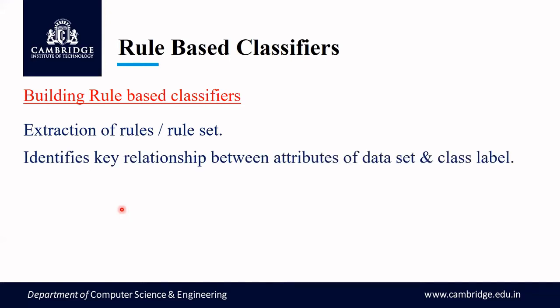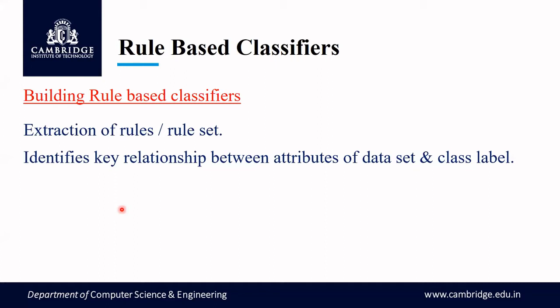What we have to do here is this: the rule set, or the rules, identifies the relationship between the attributes and the class label. So it identifies some kind of relationship. Each rule identifies the relationship between the attribute values and the class label. That is what it is, right? The antecedent part and the consequent part, is what I'm telling here.